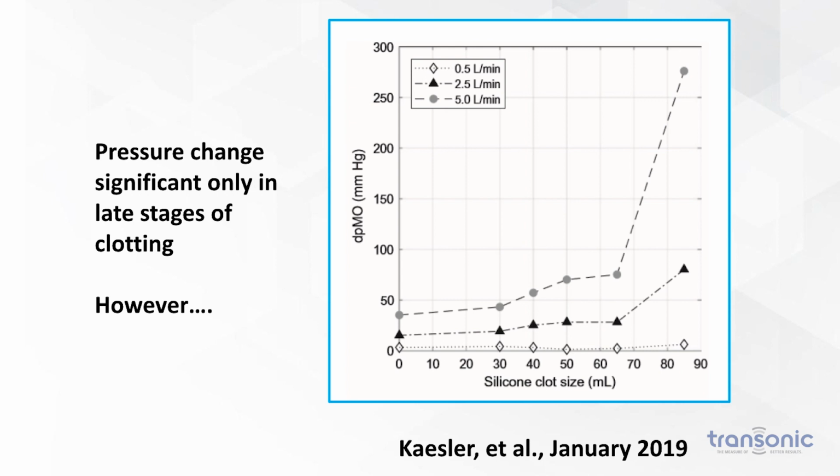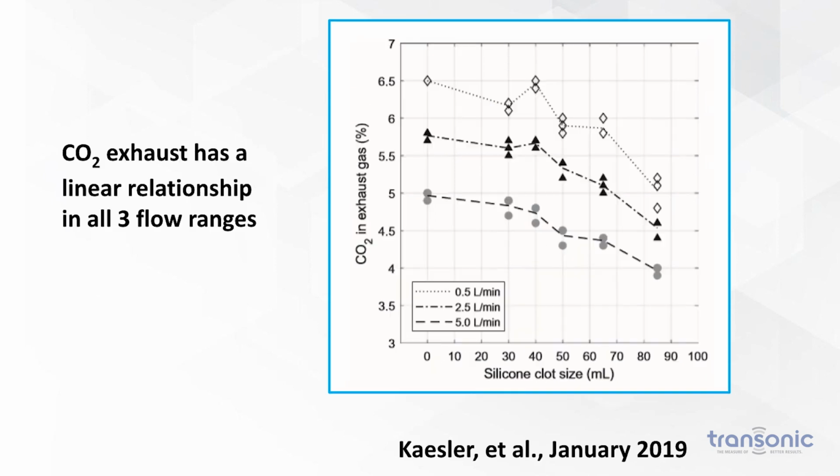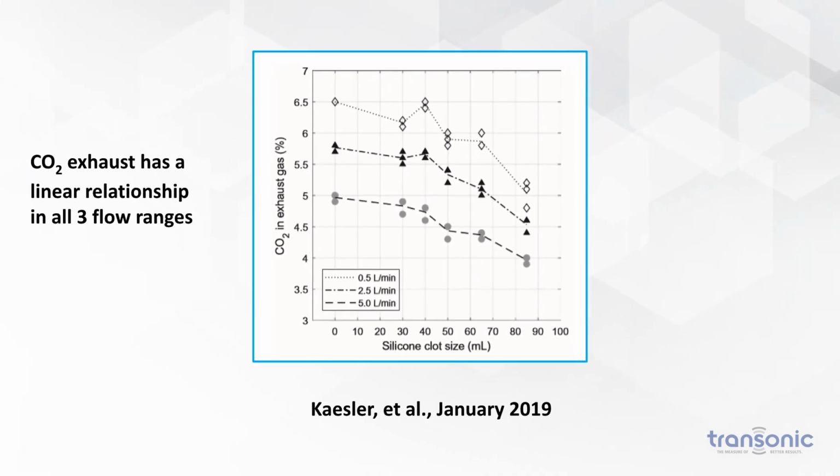However, there was one result in his paper that wasn't really addressed very much, and that's the amount of CO2 leaving the oxygenator. In all 3 flow ranges, it was fairly linear and decreasing. Counterintuitively, you would think it would rise. But the point here is this might be another avenue where you might be able to measure clotting downstream.